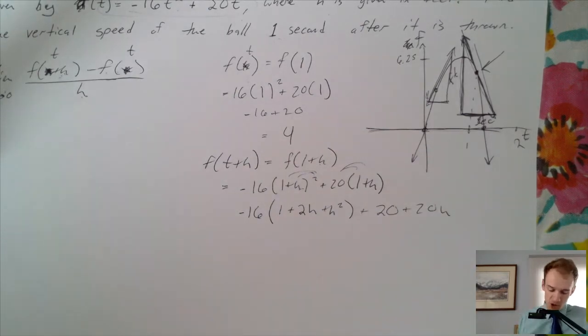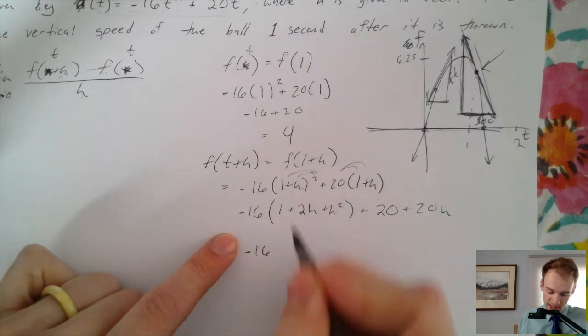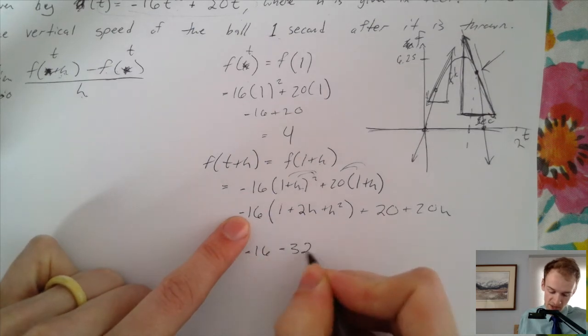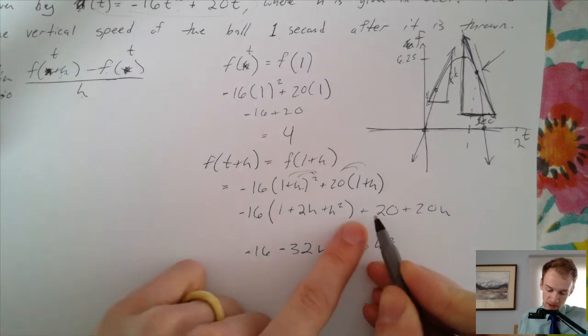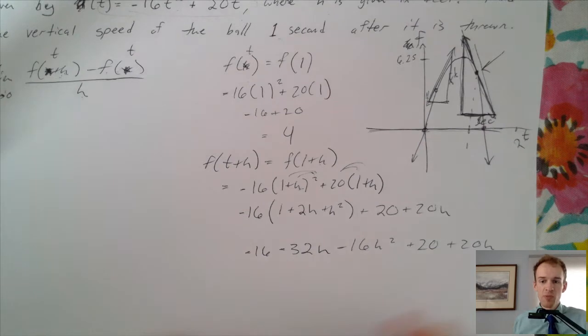Okay, we can distribute the minus 16. We get negative 16 times 1, that's just negative 16. Negative 16 times 2h, that's negative 32h. Minus 16h squared. Plus 20 plus 20h. We'll simplify that one more step.